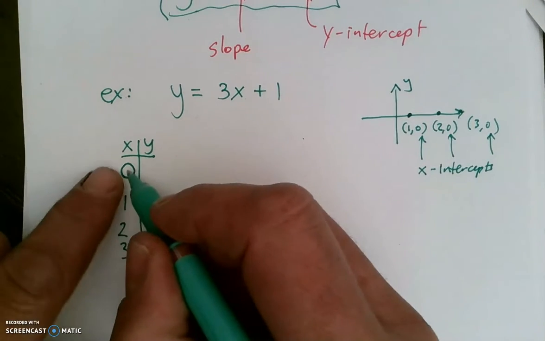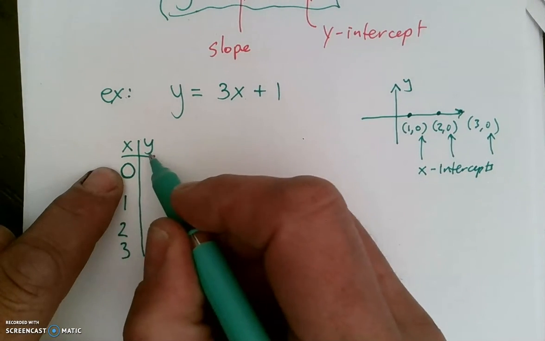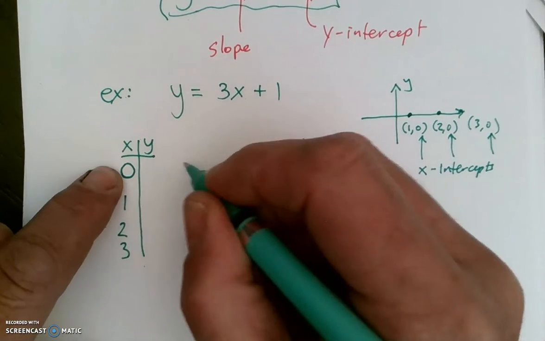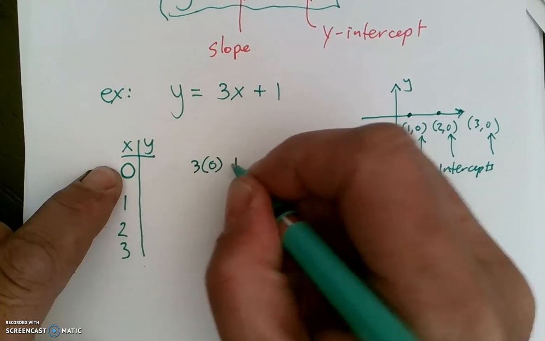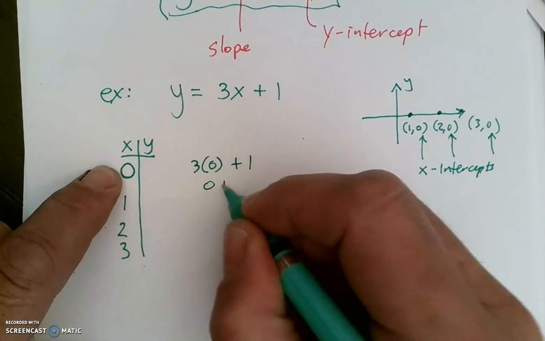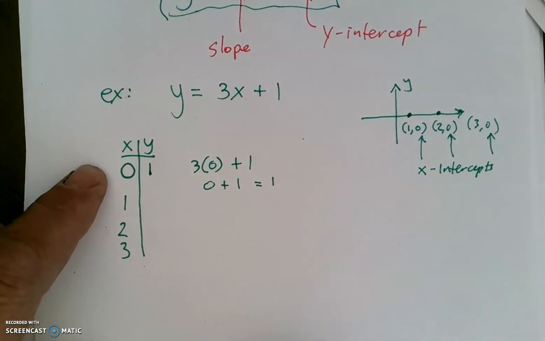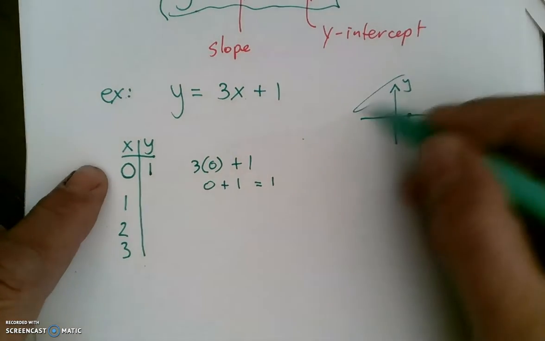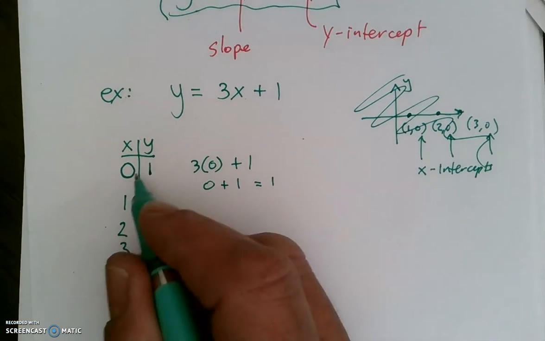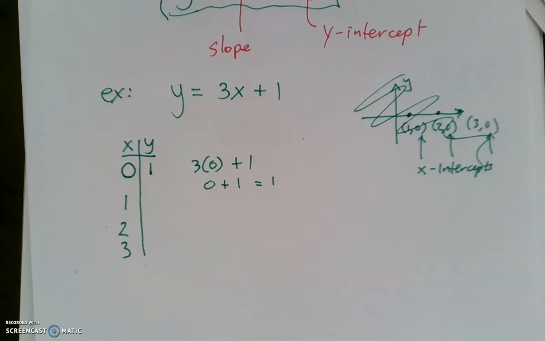So when we plug 0 for x, we're actually going to find a y value. So when we plug 0 for x here, we'd have 3 times 0 plus 1. 3 times 0 would be 0, plus 1, which would be 1. So that's our first point. 0, 1 is our first point. So we're not going to use this graph. We're going to make a new graph. But that would be our first point. And this is actually a y-intercept because it will be on the y-axis.